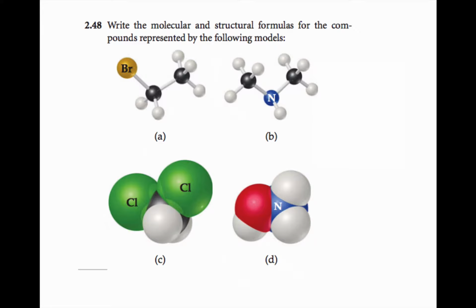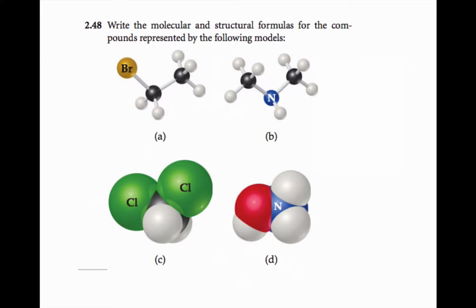Write the molecular and structural formulas for the compounds represented by the following models. Okay, so we've got drawings here of the molecules that are giving us the geometry. It's just being able to look at this and recognizing what it is. So looking at A, I've got 1 bromine attached to this ethyl group. So this would be bromoethane.